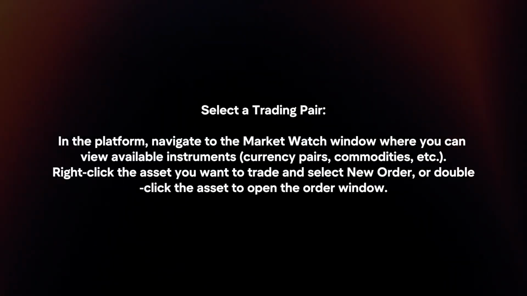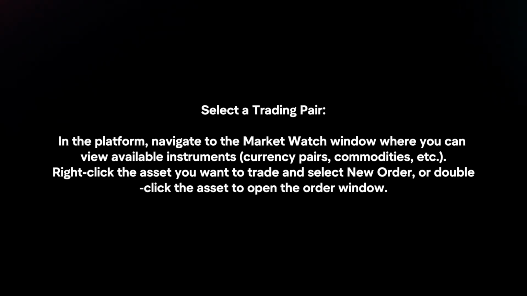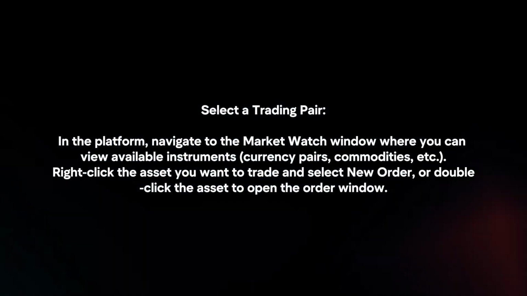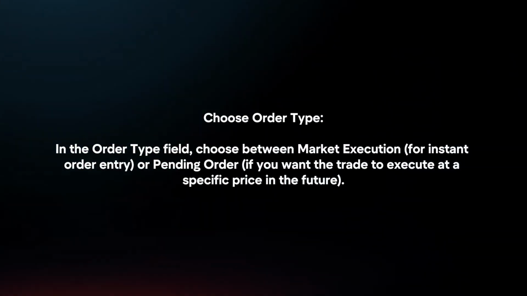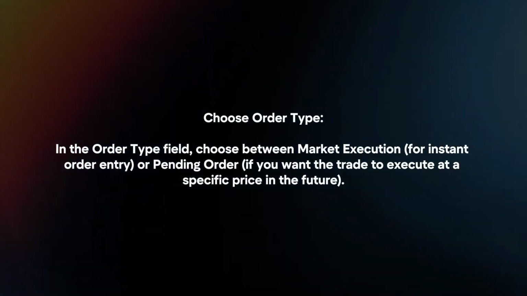Select the trading pair. In the platform, navigate to the Market Watch window where you can view available instruments. Right-click the asset you want to trade and select New Order, or double-click the asset to open the order window. Choose order type. In the order type field, choose between market execution or pending order.